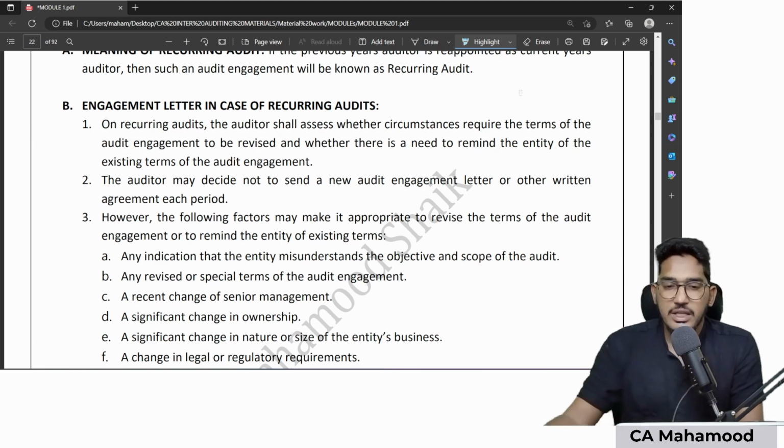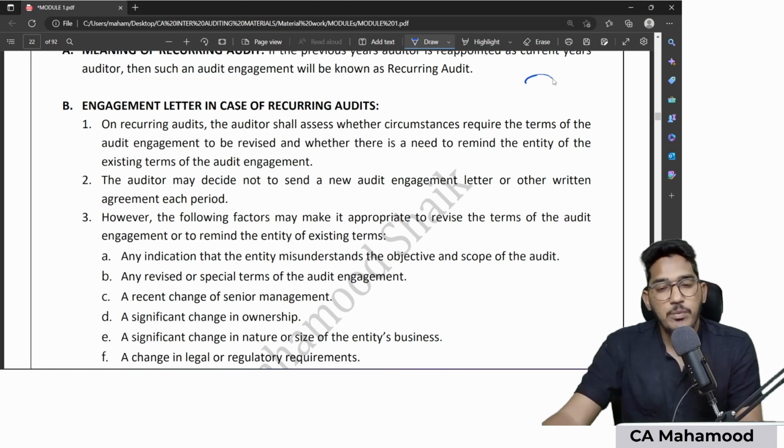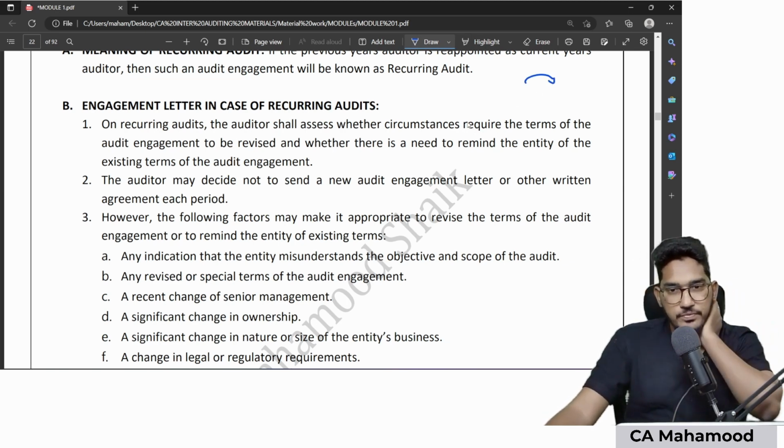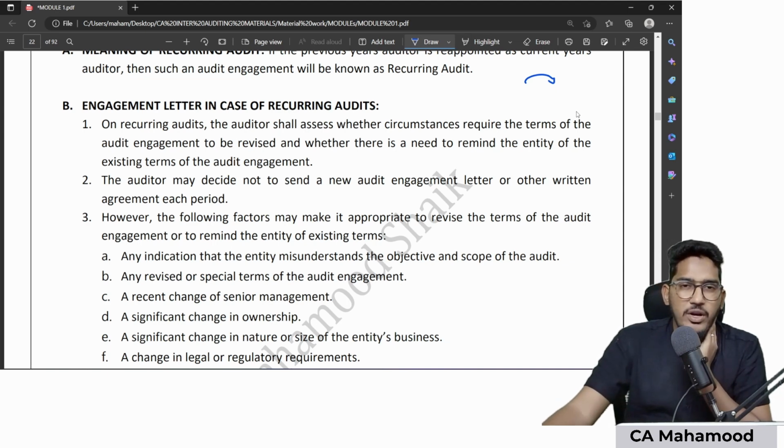Now assume that the last year's auditor himself is getting appointed as the current year's auditor. Last year he would have already given the engagement letter. Now the same auditor is getting appointed for the same company in the current year. Is there any requirement on the auditor to give the engagement letter once again in the current year?